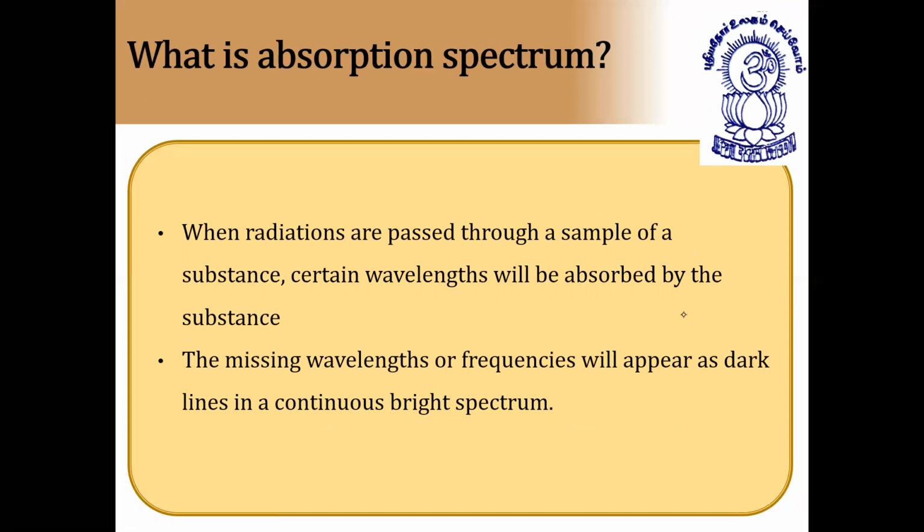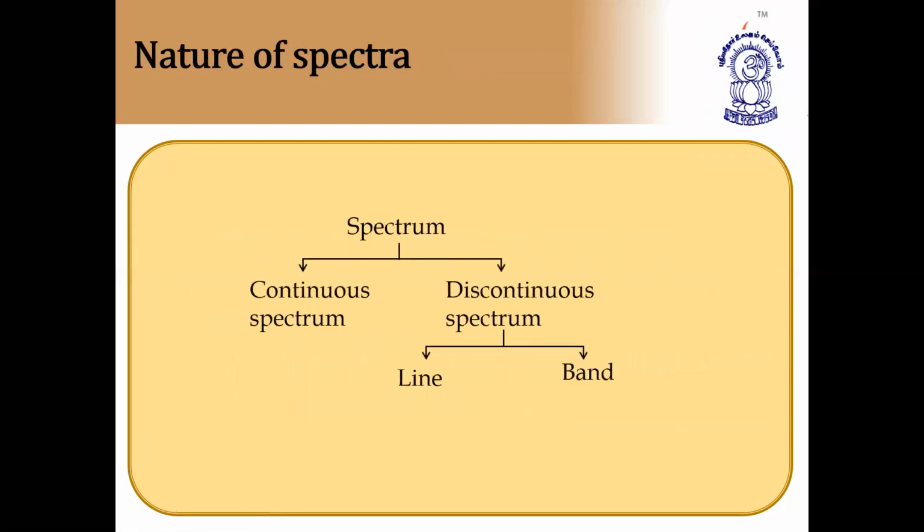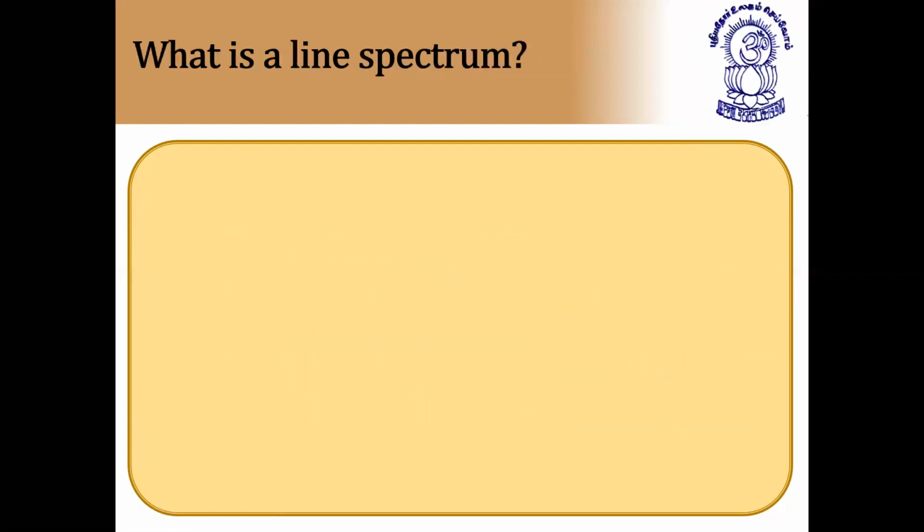When the radiations are passed through a sample of substance, certain wavelengths will be absorbed by the substance. The missing wavelengths or frequencies will appear as dark lines in a continuous or band spectrum. So we have continuous spectrum and discontinuous spectrum. In discontinuous, we have two types: line spectrum and band spectrum.